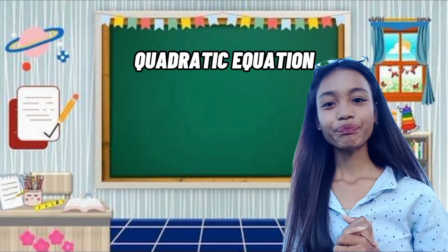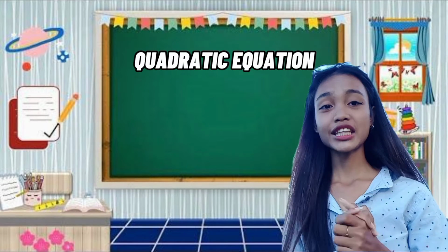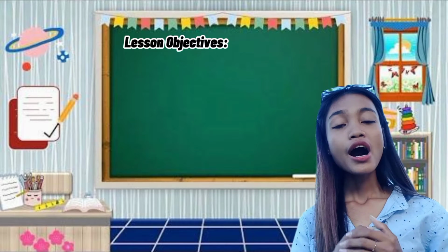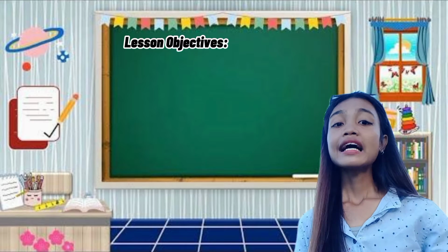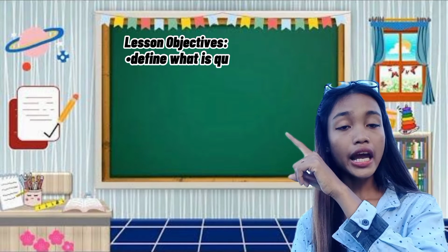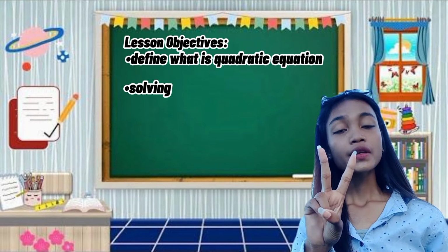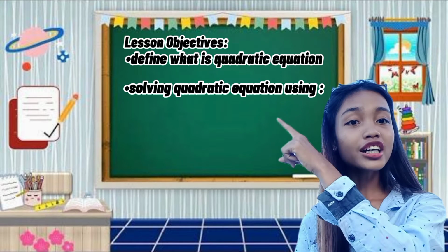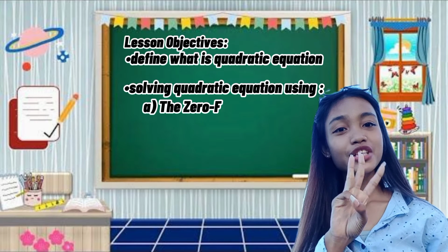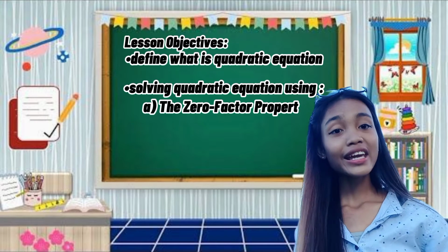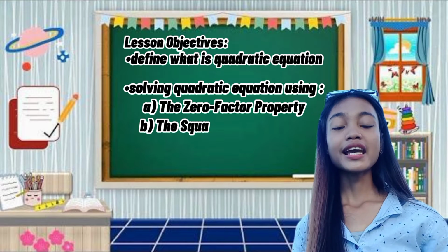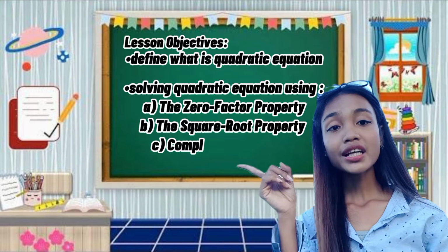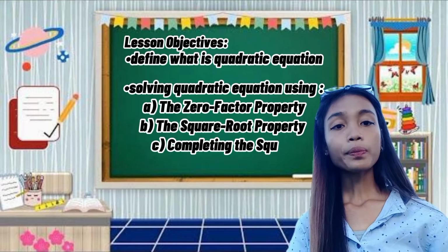Okay, thank you. Before we continue, let's take a look at our lesson objectives. The first objective is defining what a quadratic equation is. The second is solving quadratic equations using the zero factor property. The third is solving quadratic equations using the square root property. And the fourth is solving quadratic equations using completing the square.